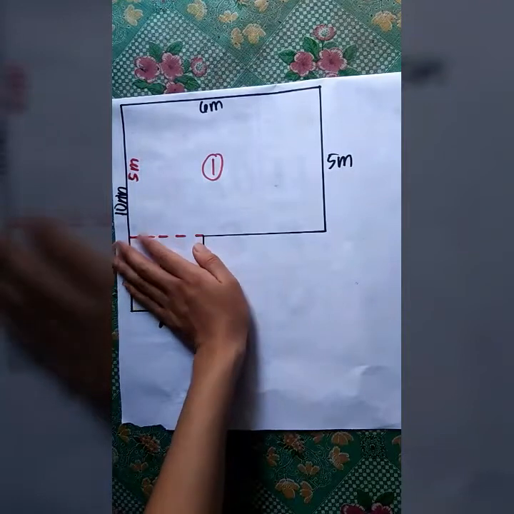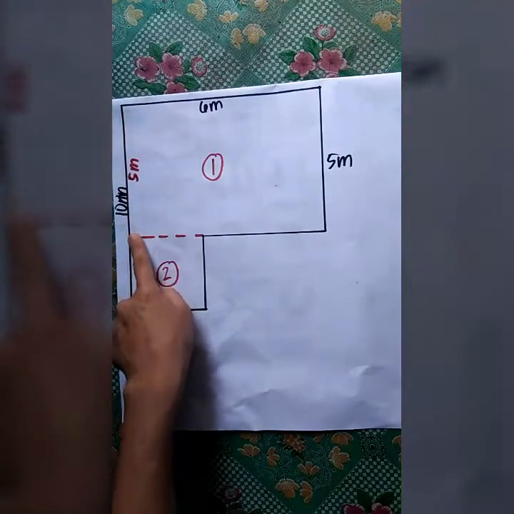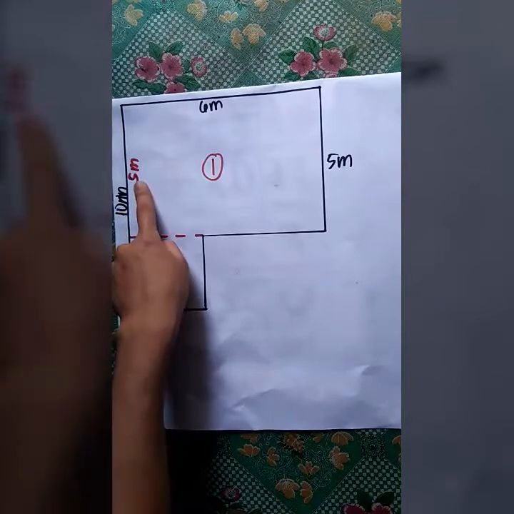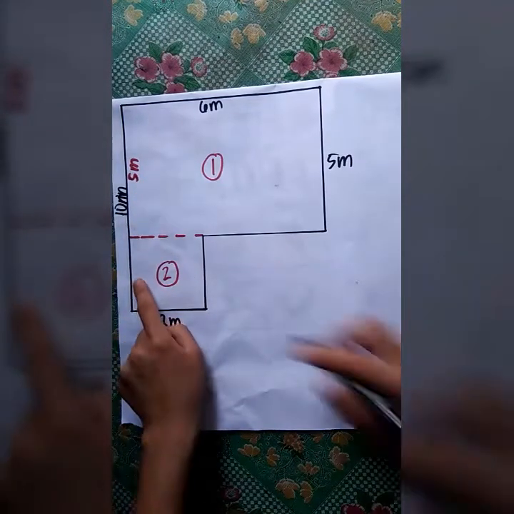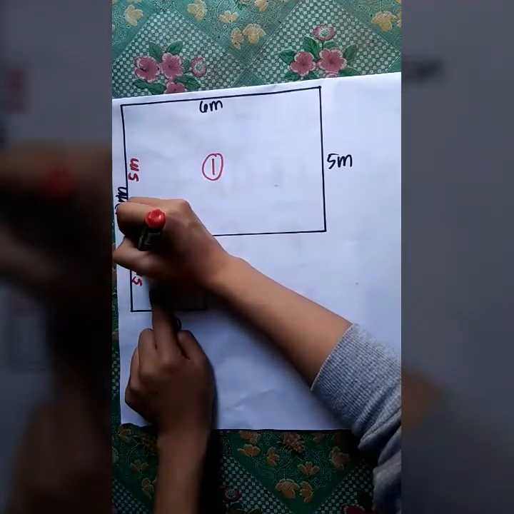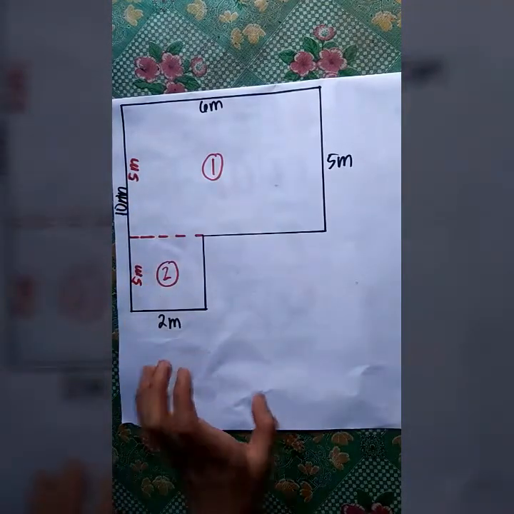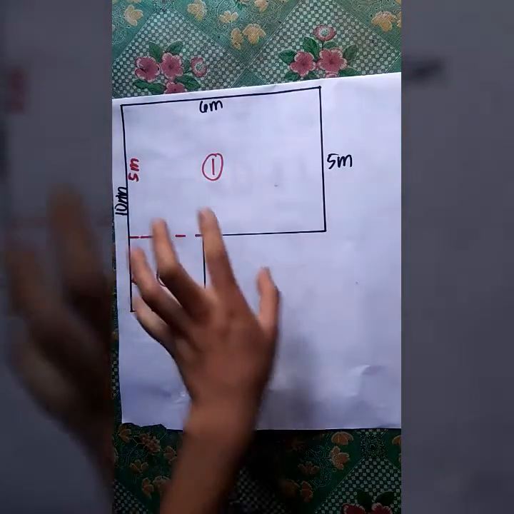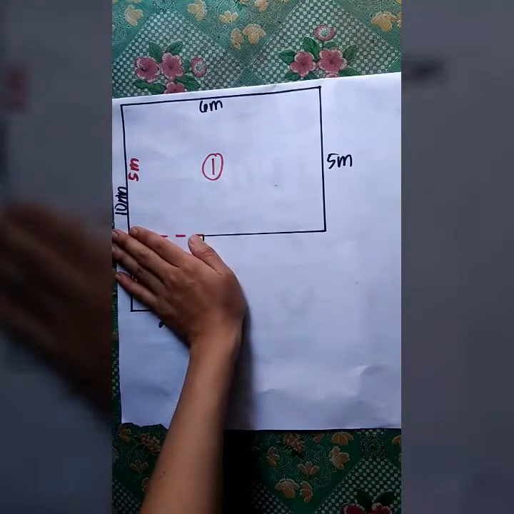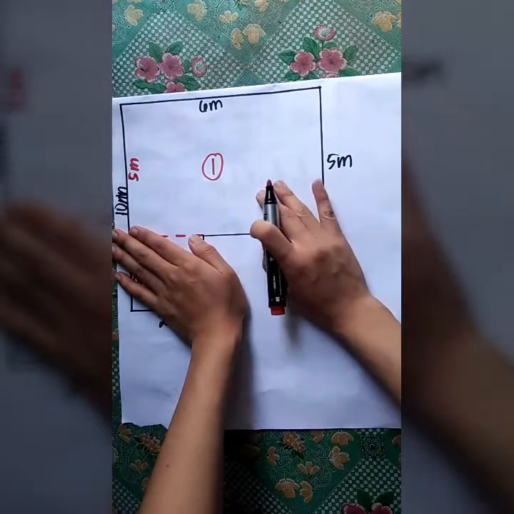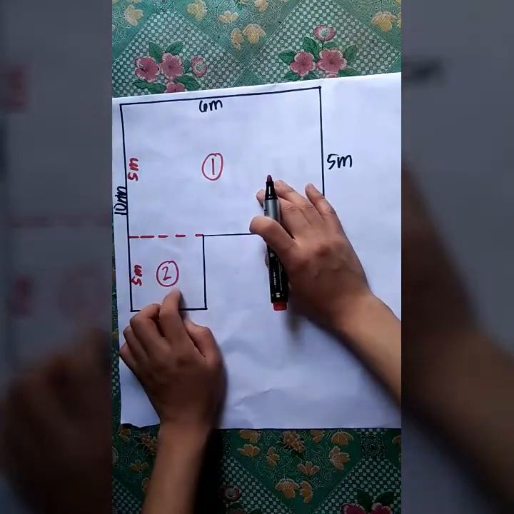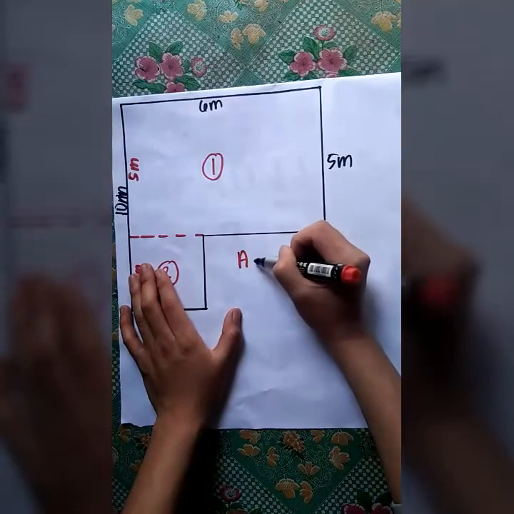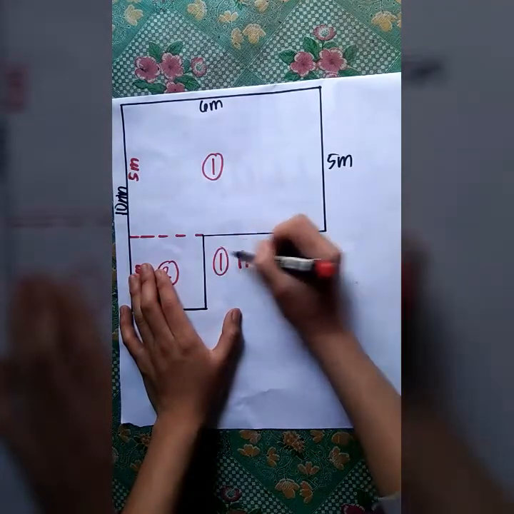Now, if this is 5 meters, what's the measurement of this? 10 minus 5 is 5 meters. Therefore, this also measures 5 meters. Sorry, the figure is not accurate, but you can refer to your books. So we are going to solve for the area of this first figure and the area of the second figure.